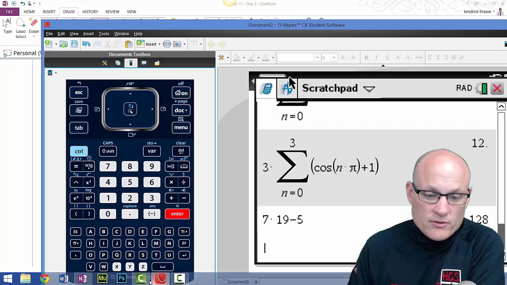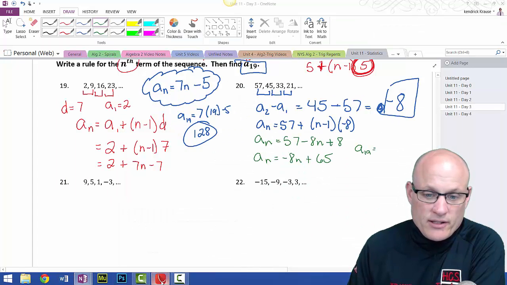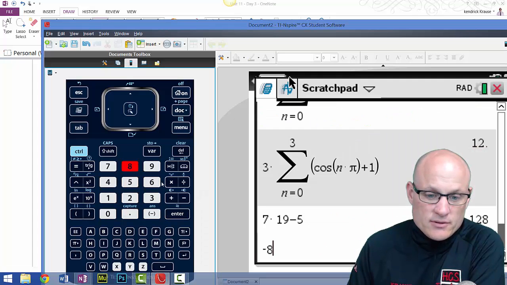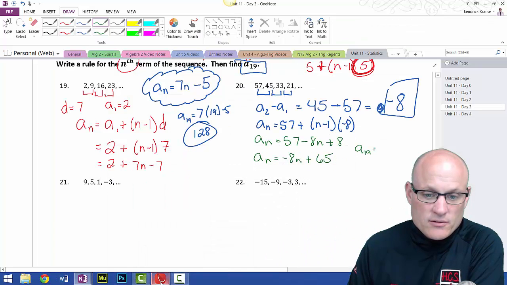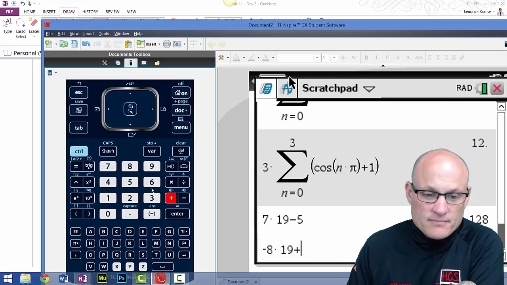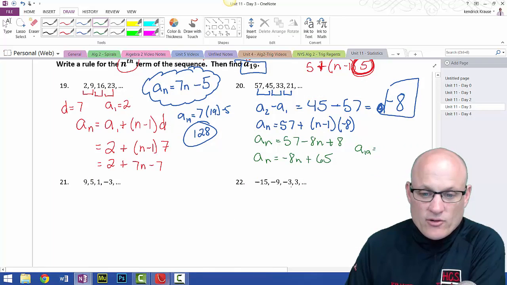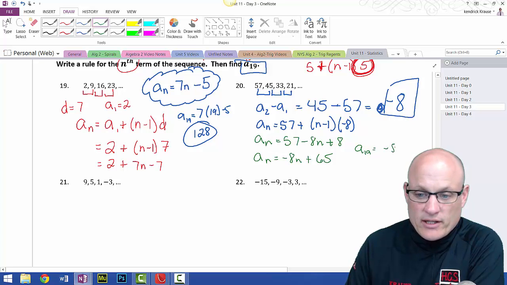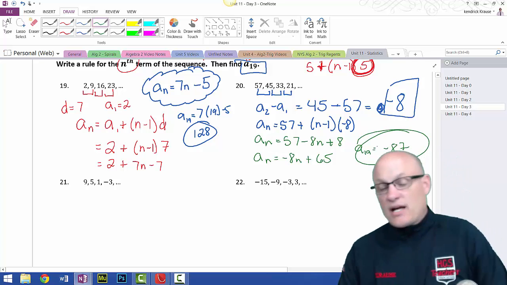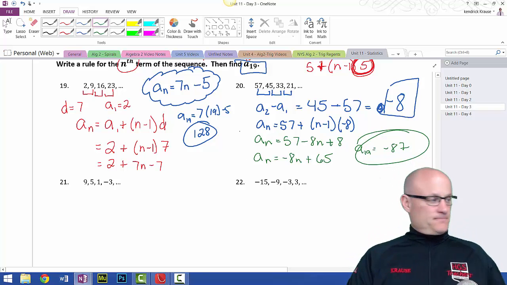Totally forgot what it was. Negative 8 times 19 plus 65. Negative 87. So this came down and equals negative 87. Gotta love that calculator. All right, let's go.